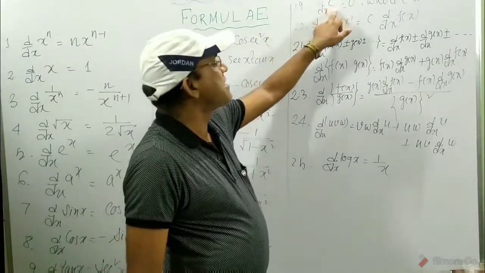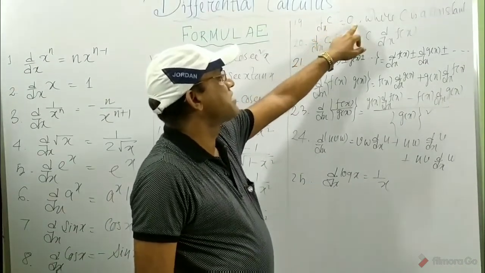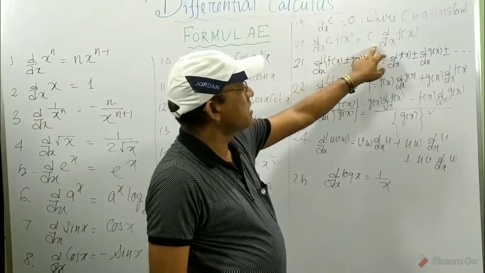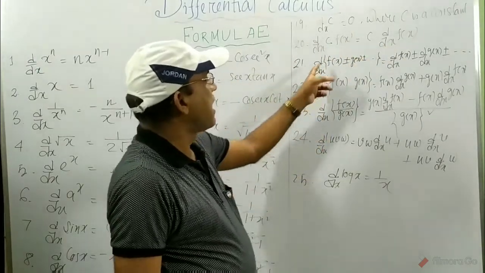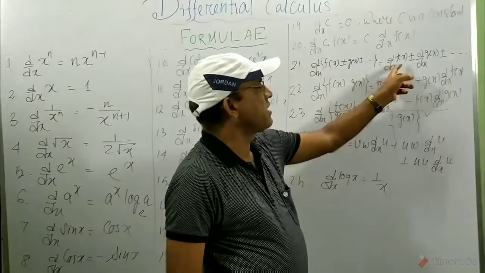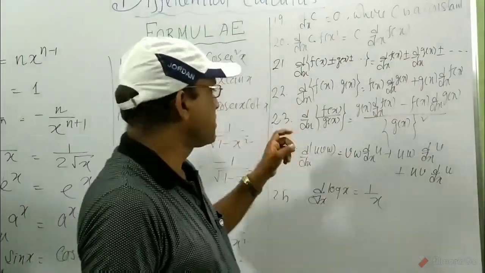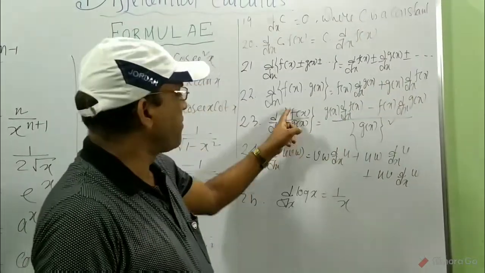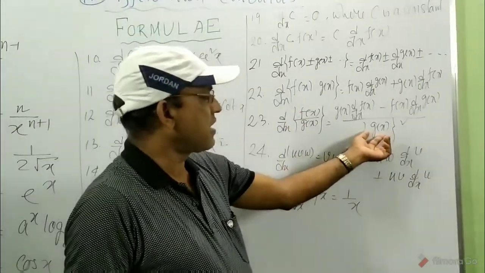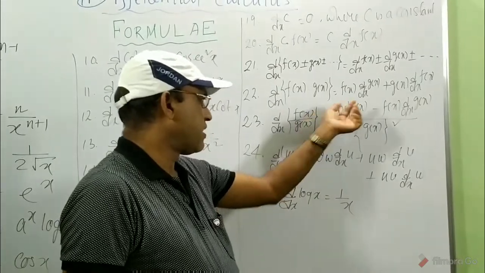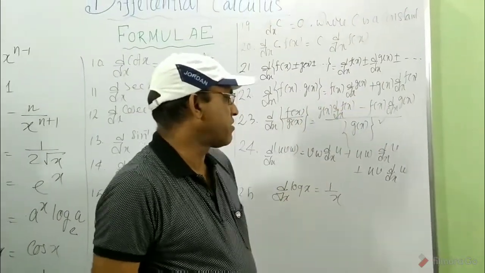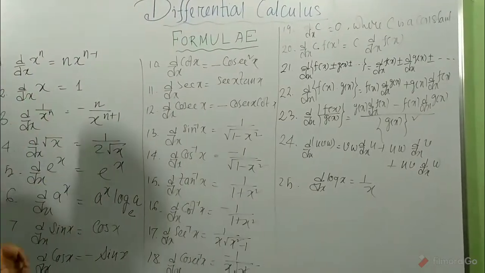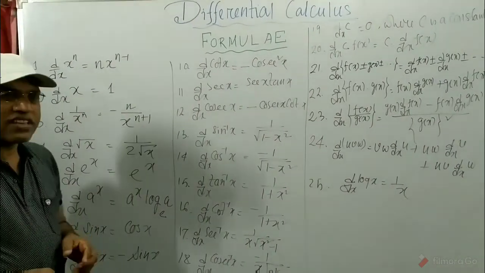And c is a constant, meaning 0. If we differentiate a constant, we get 0. And constant into function, the constant stays outside d/dx of the function. If we have several functions, we write d/dx of each function. Product rule: first function into d/dx of second, plus second into d/dx of first. And division is important: denominator whole square, and then write denominator d/dx of numerator minus numerator d/dx of denominator. These are the formulae, and they are easy. You have to learn them by heart.